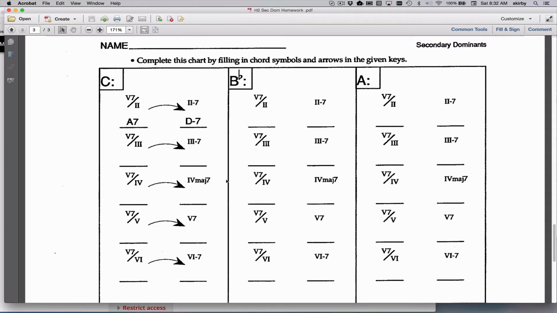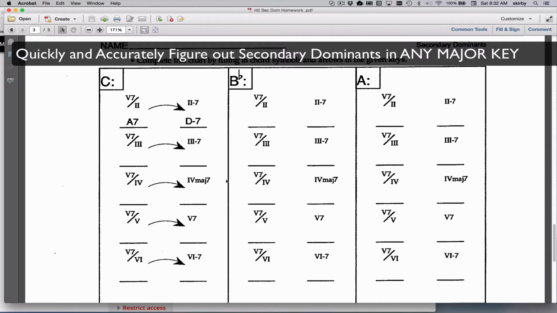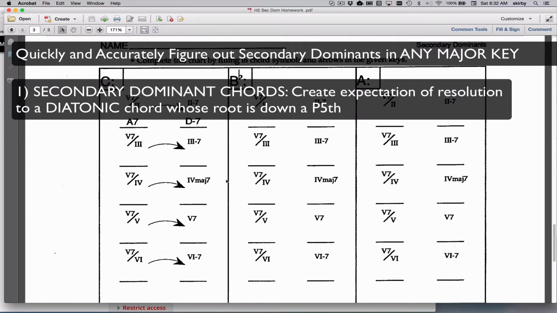Hi, this is a video to help you get clear on some main facts about secondary dominants in major keys and to learn how to derive them, or figure out what they are in each key, very quickly. Okay, there's a couple of basic things we need to memorize. First of all, secondary dominants create expectation that they will resolve down a perfect fifth to a diatonic chord, and they use dominant function to accomplish that.